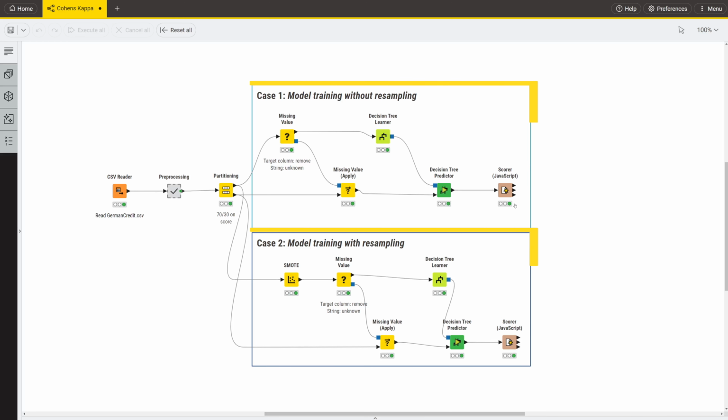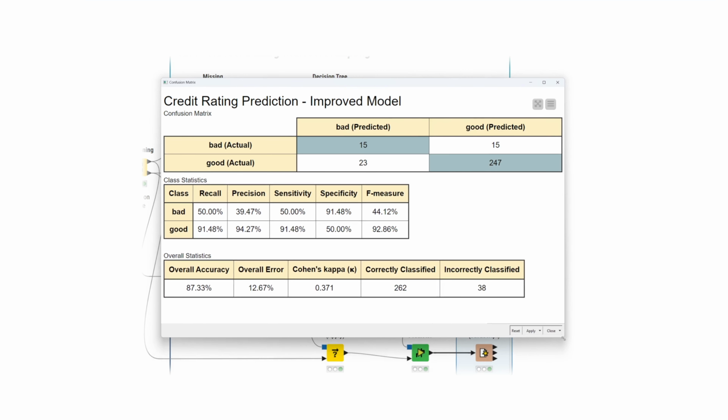Now let's go back to our example workflow. This time, in this part of the workflow branch, you can try to improve the performance of the decision tree model by resampling the training data. The Cohen's Kappa value is higher for this model, 0.380, than it was for the first model, 0.279. However, the model's performance as indicated by the overall accuracy didn't change at all. Cohen's Kappa is recommended to evaluate the performance of a classification model when the target classes are unbalanced.